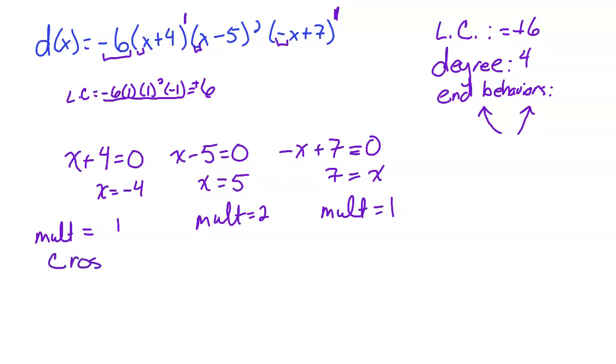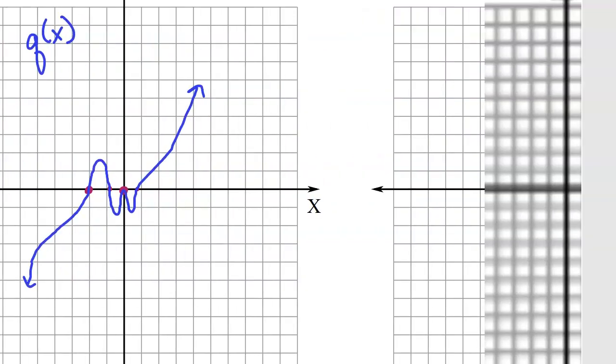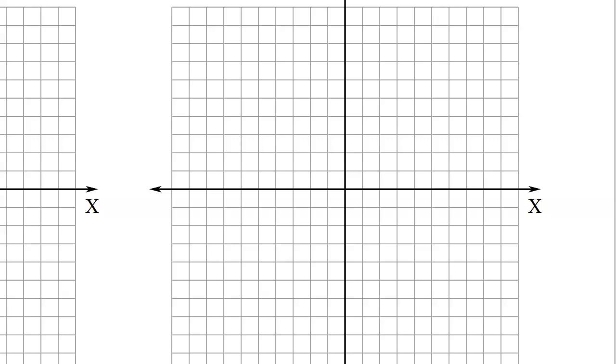So I will cross at negative 4. I will touch at 5. And I will cross at 7. So on this one, since we had a leading coefficient of a positive 6, and we had a degree of 4, we're going to be going up and up. We had zeros at negative 4, positive 5, and positive 7. So I need to move this over some.